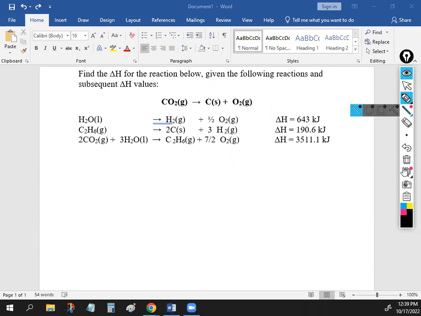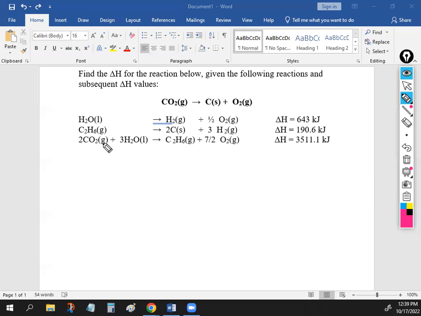So first thing we want to do is identify the reaction that we want. This is the reaction that we want to end up with. Let's start with CO2. We need to have CO2 on the left side of the equation, the reactant side. So we're going to look for the reaction with CO2. Looks like this third one right here has CO2. But if you notice, it has 2 moles of CO2, and here we only want 1.